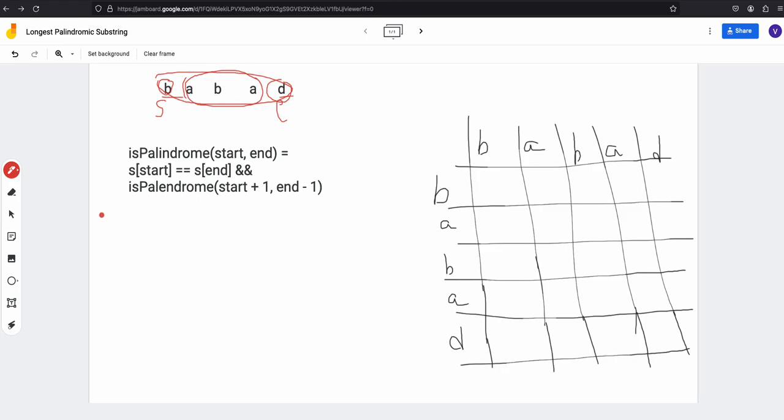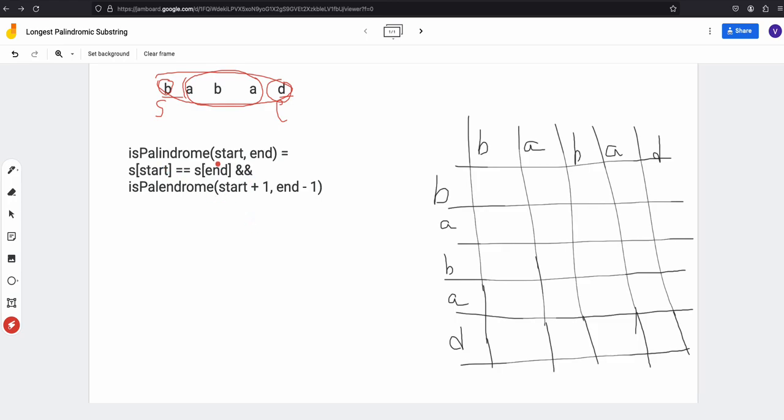Only then is the substring from start index to end index a palindrome. So if you see this formula, palindrome of start to end equals character at start is equal to character at end, and the substring from start plus 1th index to end minus 1th index should be a palindrome, right? This is the important formula. There is one catch here. What's the catch?